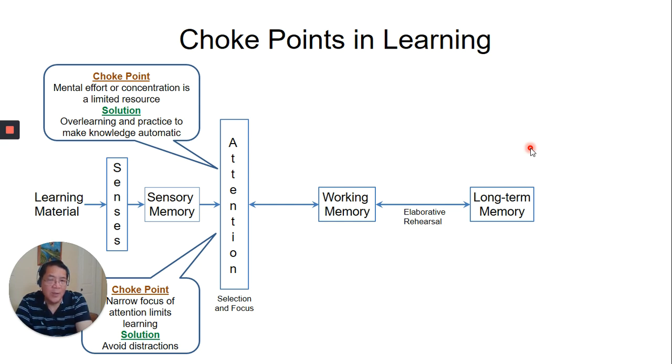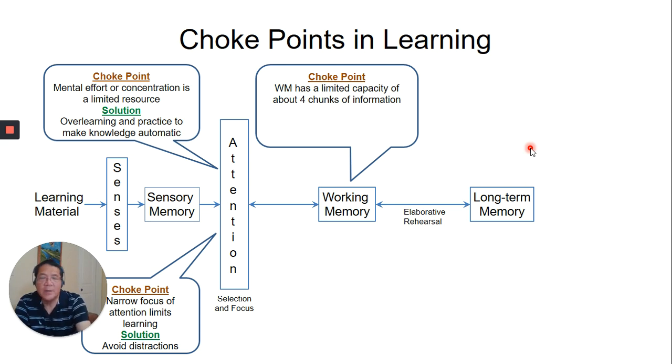Automatic information is less effortful. So instead of learning information just to where you barely know it, what you need to do is overlearn that information, to practice using it until you become really good at recalling and applying that information. The more you do it, the less mental effort will be required to understand, recall, and apply that information.